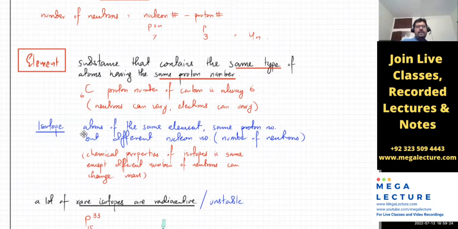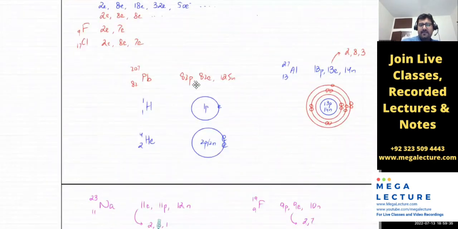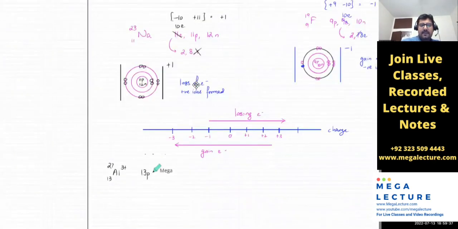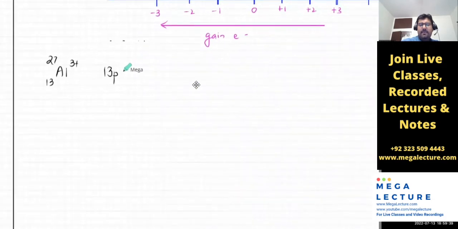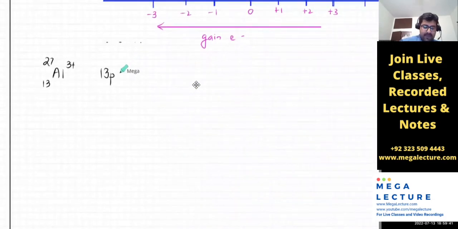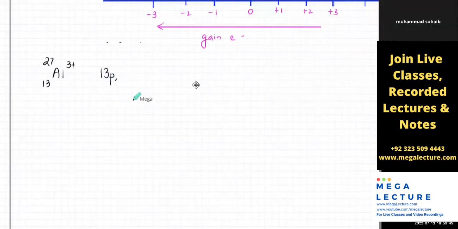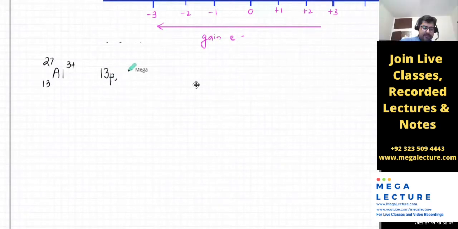So this one. I told you that elements are identified by their proton numbers. The proton numbers always remain constant, right? So an element will never lose or gain protons. That's a constant. So aluminium over here will always have 13 protons. So how many electrons will it have? Electrons also 13. So it's going to have 13 electrons, but it's got a +3 charge.